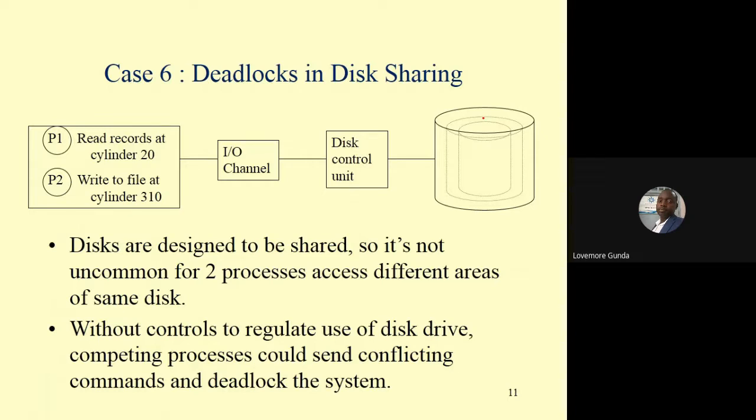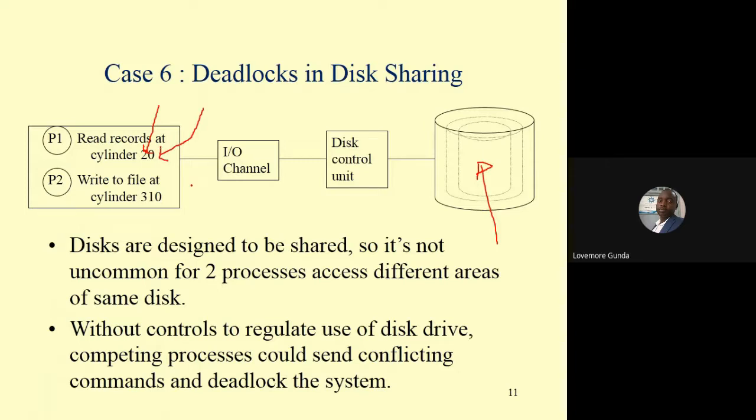the situation, right? So process number one reads records at cylinder 20. Process number two writes to a file at cylinder 310. Then you go on to the input-output channel, disk control unit, and then to the disk. Okay. So what will happen is, if you can't regulate, you might find out that this one wants to read on cylinder 20.